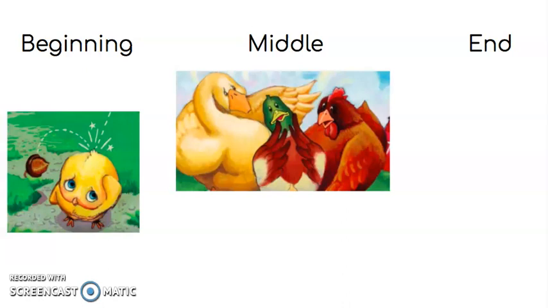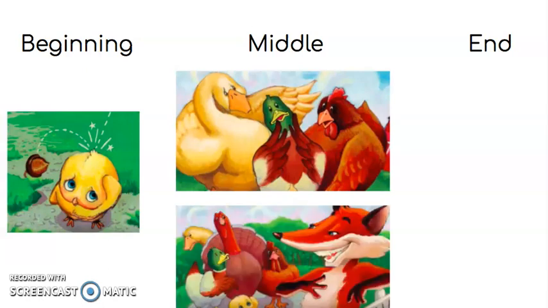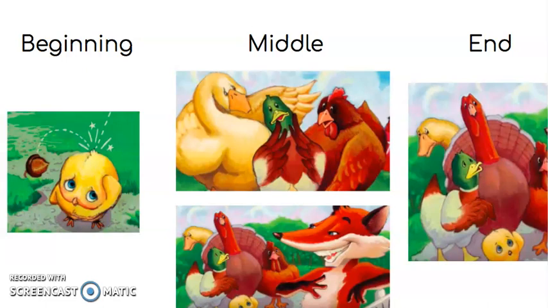In the middle, she went through and told all of her friends that the sky was falling, and she even told Foxy Loxy, and almost got tricked into going into his den. At the end of the story, she realizes that she had made a silly mistake, and she decides that she's going to think harder about things before she runs and tells her friends.